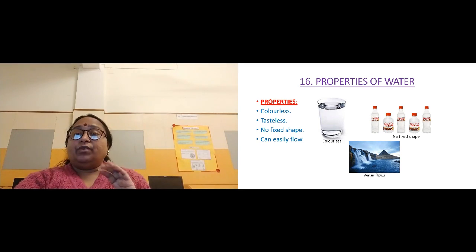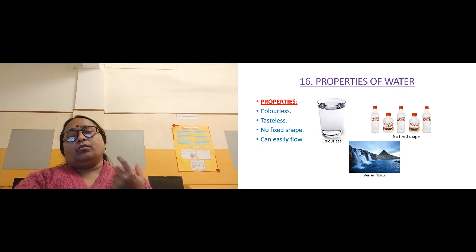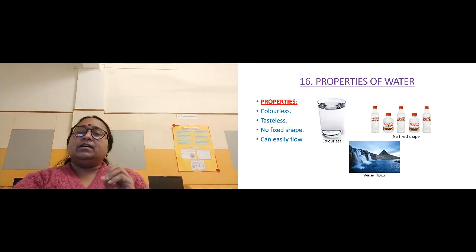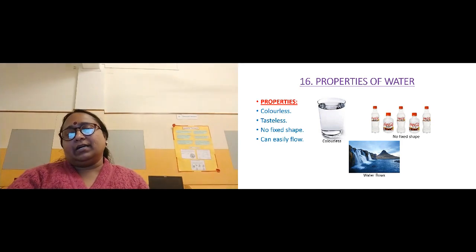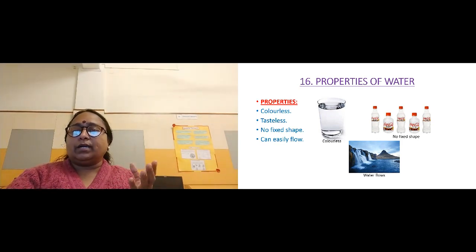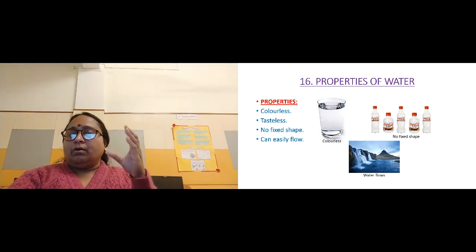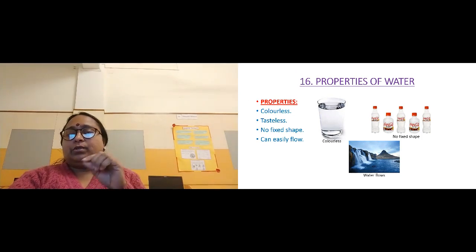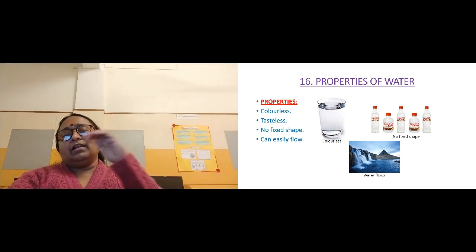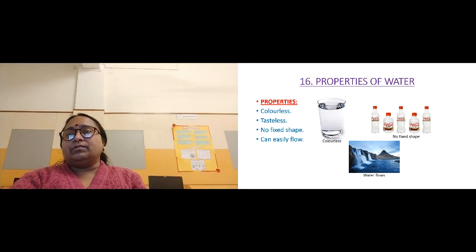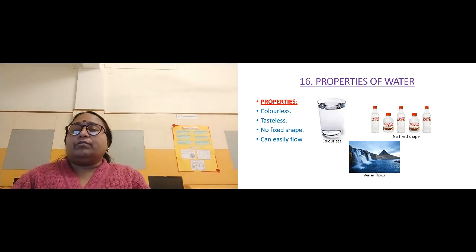Then it doesn't have any fixed size or shape. Whatever container you store water in, it takes the shape and size of that particular container. Then the liquid water can flow from one container to the other. That is how you can pour the water from one glass to the other, or from a jug to a spoon. Similarly, water usually flows from a higher level to the lower level, not from the lower to the higher. Here is the picture of a mountain where you see a waterfall. From the top of the mountain the water flows down into the river.